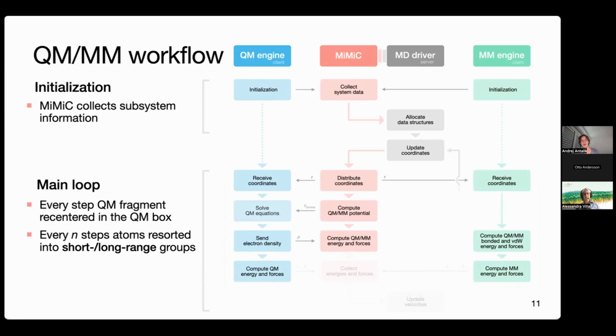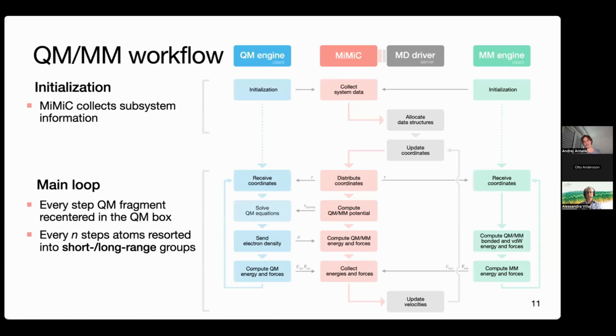Then you solve the QM equations, which typically are quantum equations, at least in our case. And once these are solved, you send back the electron density to MiMiC that uses this information to evaluate the QM/MM contributions to energies and forces. And finally, MiMiC will collect forces from all the parts of the calculation, uses these forces to update velocities, and then updates the coordinates and starts the new MD step.